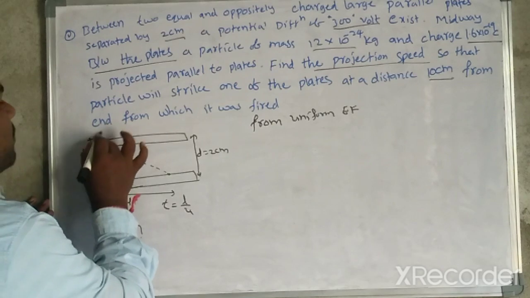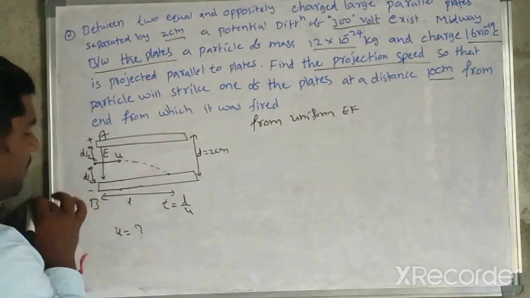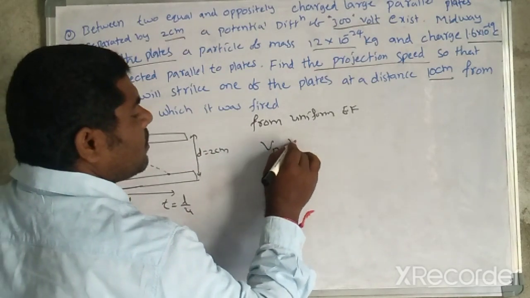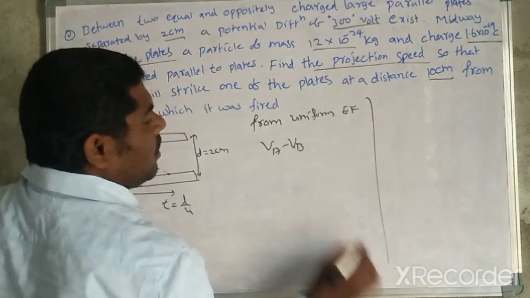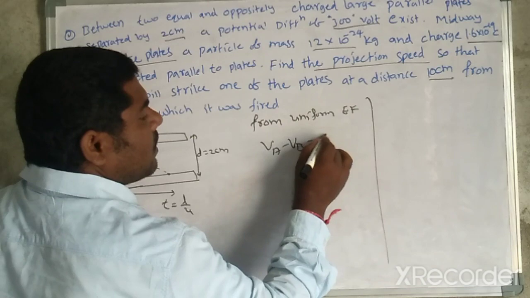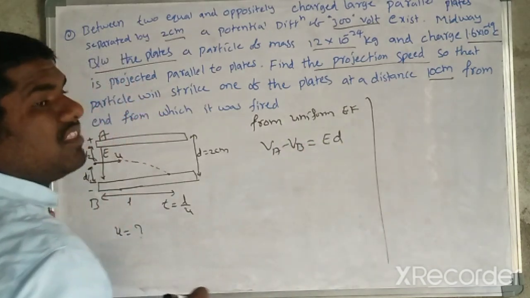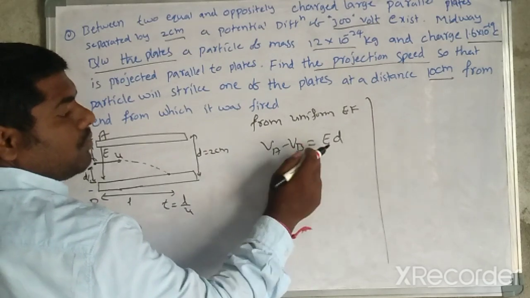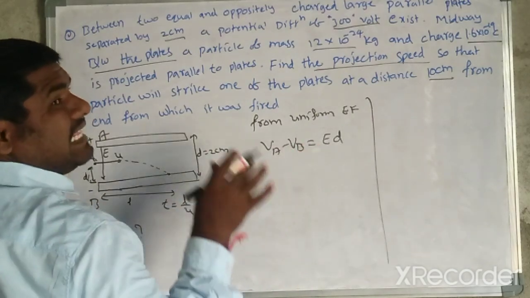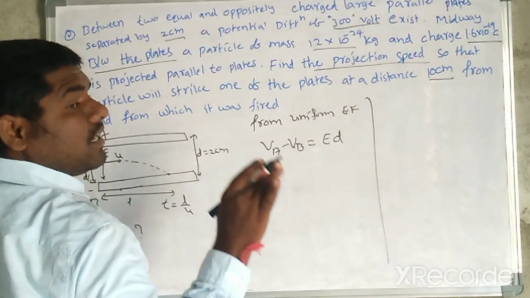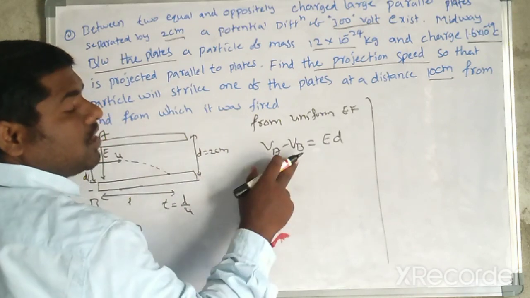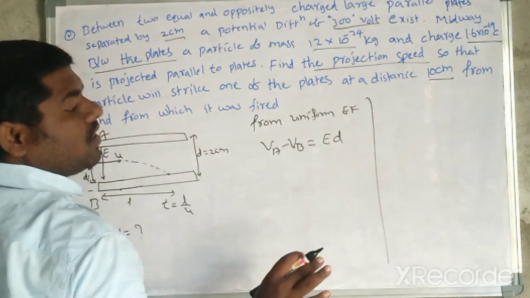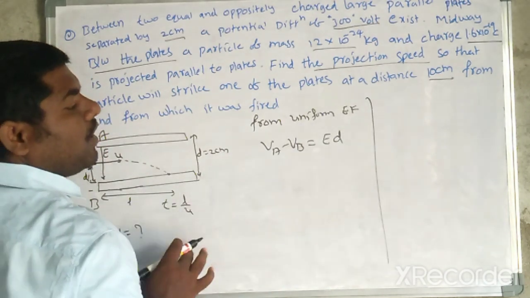Let us consider this as plate A and this as plate B. Potential VA minus VB is equal to electric field into distance between them. I wrote positive because in the direction of the electric field, the electric potential must be decreasing. I already said that point.